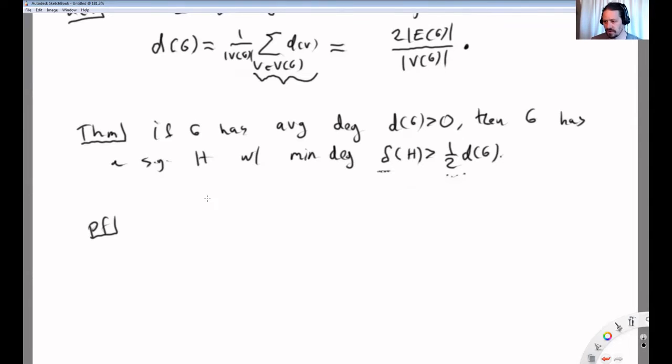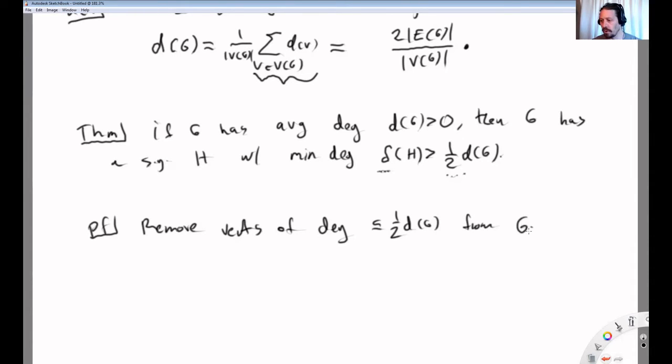So if I find a vertex whose degree is below that average, I'm going to throw it away. And then I claim that this procedure halts and gives me a graph H. So we just have to do a little bit of computation. This is a standard technique, not just in graph theory here. Okay, so what do we do to prove it? Remove vertices of degree at most 1/2 the average degree from G.